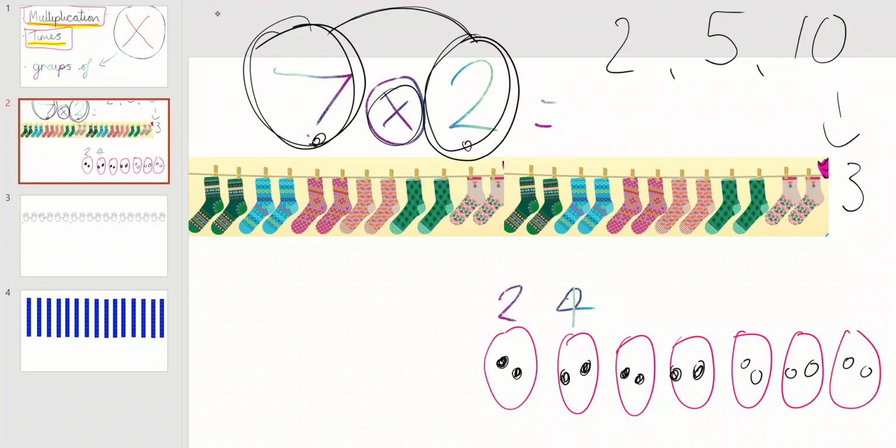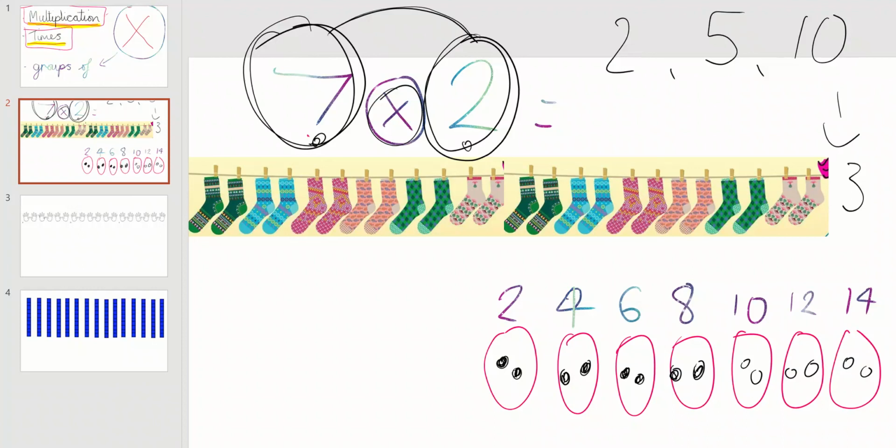4. 2, 4. Add another 2, 6. 2, 4, 6. Add another 2, 8. Starting to get the hang of it now. 2, 4, 6, 8, 10. Add another 2, 12. Add another 2, 14. Okay?